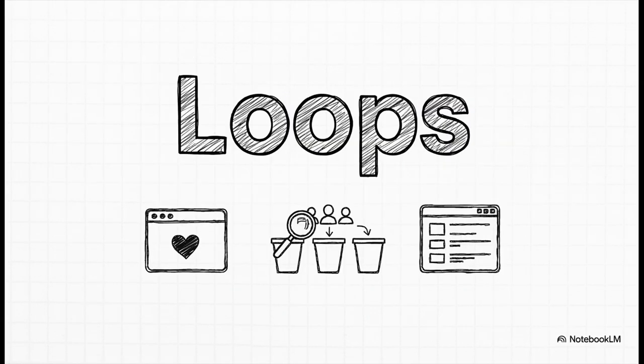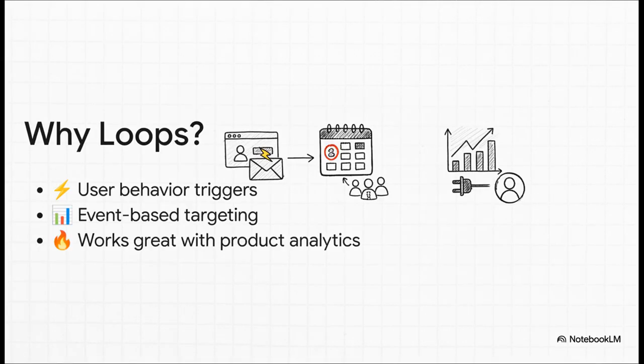It's Loops. And what's so cool about this one is that it was literally built from the ground up for SaaS companies. So, unlike a generic tool that you have to kind of force to work for you, Loops just gets it. It's designed to understand the unique challenges of talking to software users right out of the box. And this right here shows you why it's so incredibly powerful. You can set up triggers based on what your users are doing, like sending an email the moment a user invites a teammate. You can target people based on events in your app, and it plugs right into your product analytics. You're not guessing anymore. You're communicating with absolute precision.